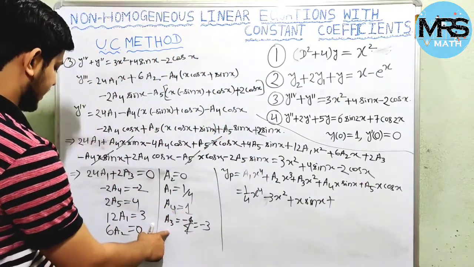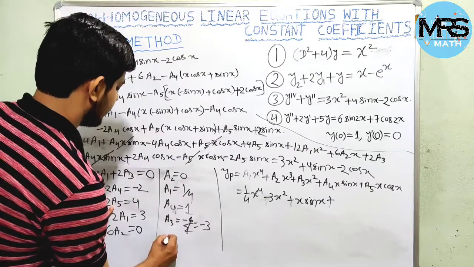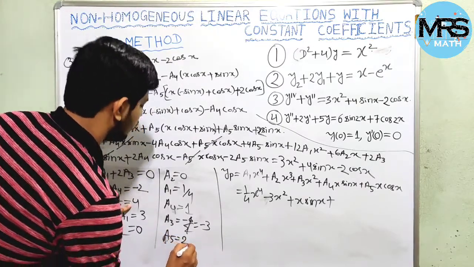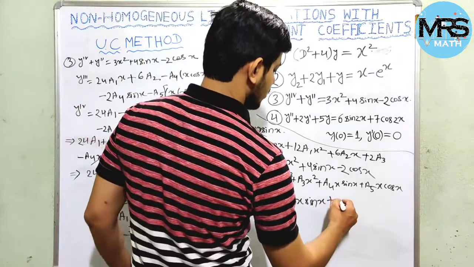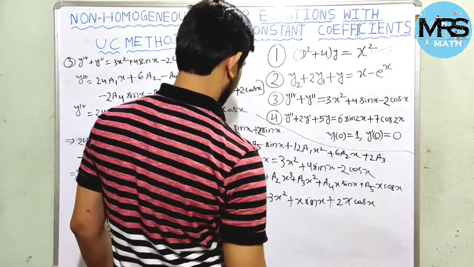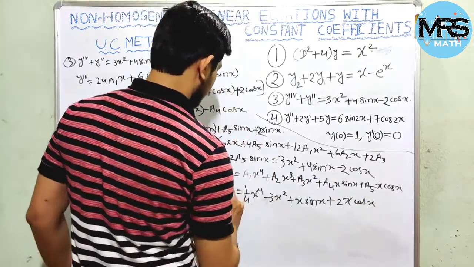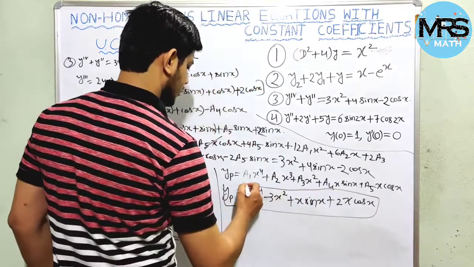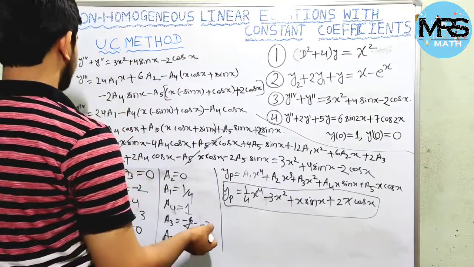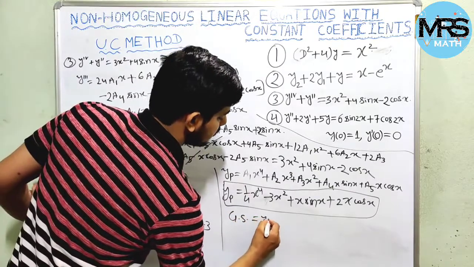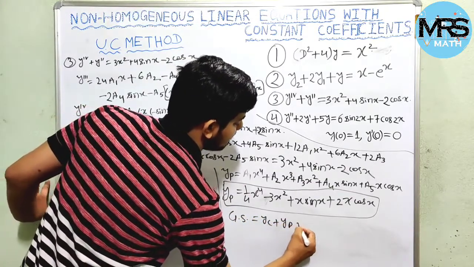So where is a5? Here. So a5 will be equal to 2, so you can write 2x cos x. So this is our final yp. So our general solution we can write as yc plus yp.